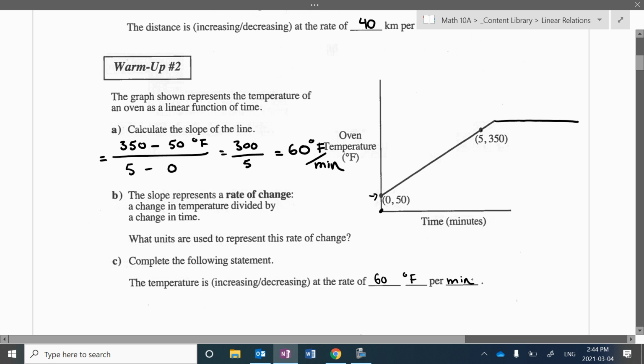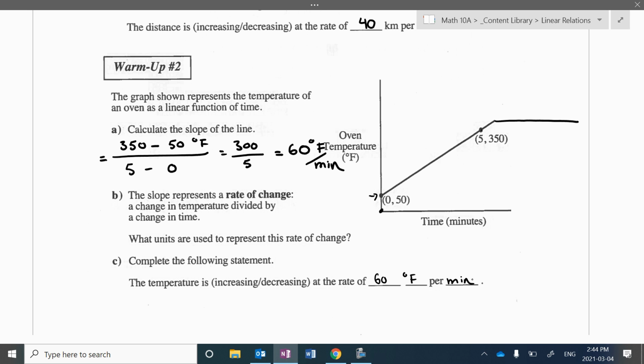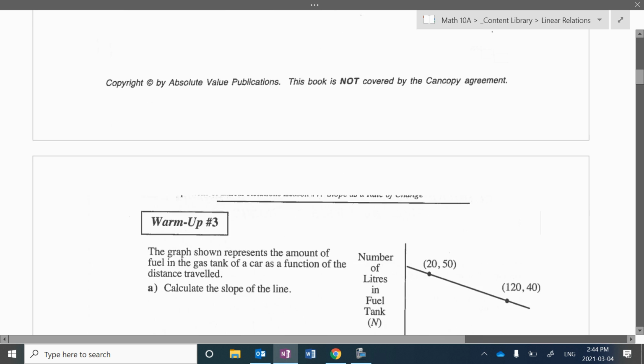Pretty simple questions. These warm-up questions would be like level 1, 2. There's actual context that we're going to go over in a little bit more depth as we go through. So turn your page.